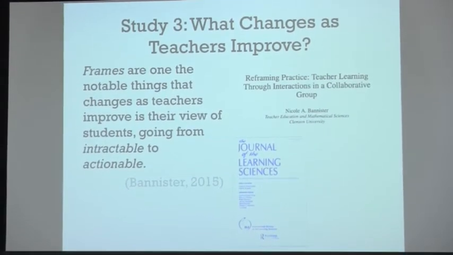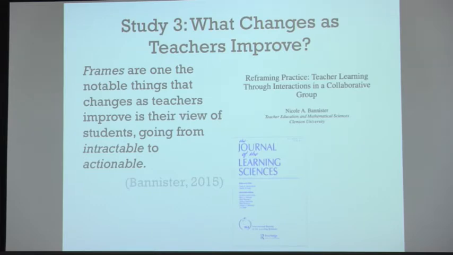Number three. What changes as teachers improve? So in this project that we did in Seattle, where we got the same kind of results that Bullard, Staples, and other colleagues found at Railside School, one of my doctoral students, Nicole Bannister, followed a group of teachers really closely over the course of a year as they were measurably improving their practice. The thing that she found changed in their talk were the frames. The ways they framed problems changed noticeably. They went from intractable, like what you just heard Barbara saying in that last quote, to actionable.